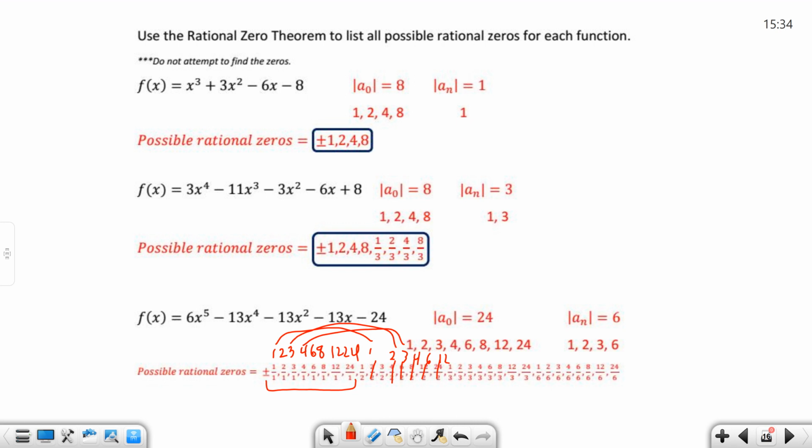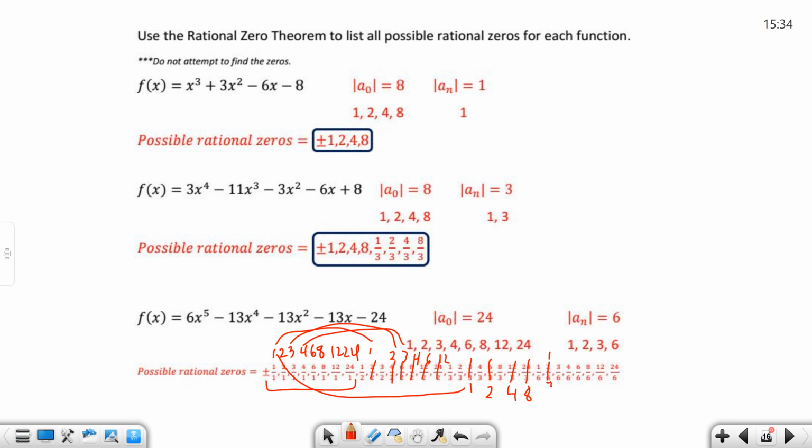And guess what? 1/3 doesn't simplify. 2/3 doesn't. 3/3 is 1. And guess what? I already have 1. 4/3, 6/3 is 2. I already have it. 8/3, 12/3 is 4. I already have it. 24/3 is 8. Anytime these divide out, guess what? And they simplify, you already have it. If you did it in this order, okay? But it's going to show up at some point.